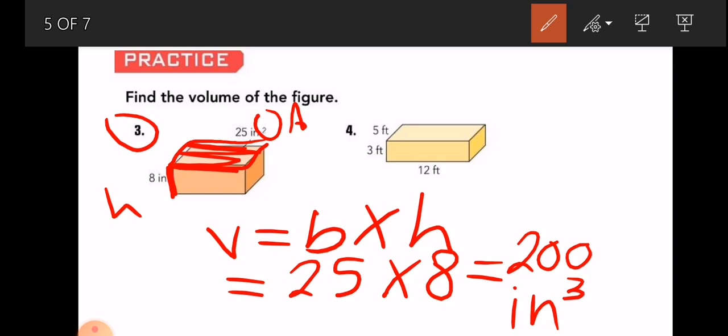So if you have the 3 dimensions, just multiply them. If you have the area and the height, also multiply them. This formula can be correct. This formula also can be correct.